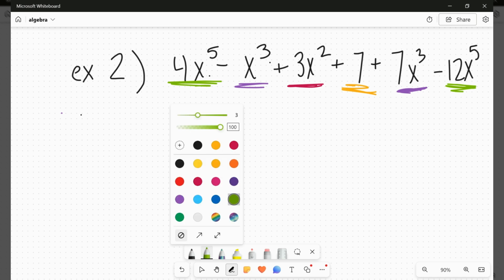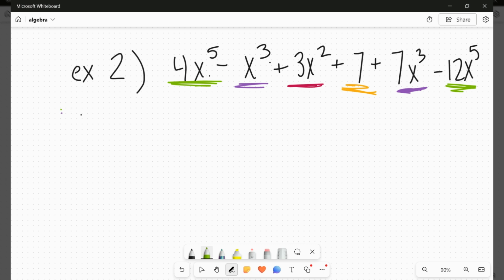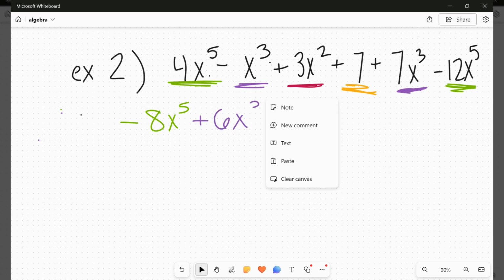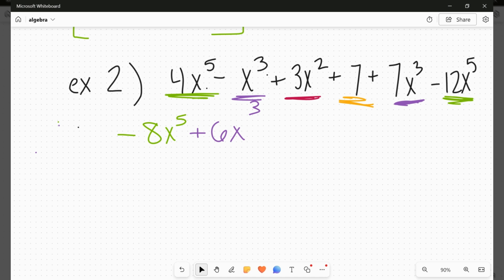So our green terms, 4x to the 5th minus 12x to the 5th leaves us with a minus 8x to the 5th. Okay, now purple, minus x to the 3rd plus 7x to the 3rd leaves us with a 6x to the 3rd. Okay.